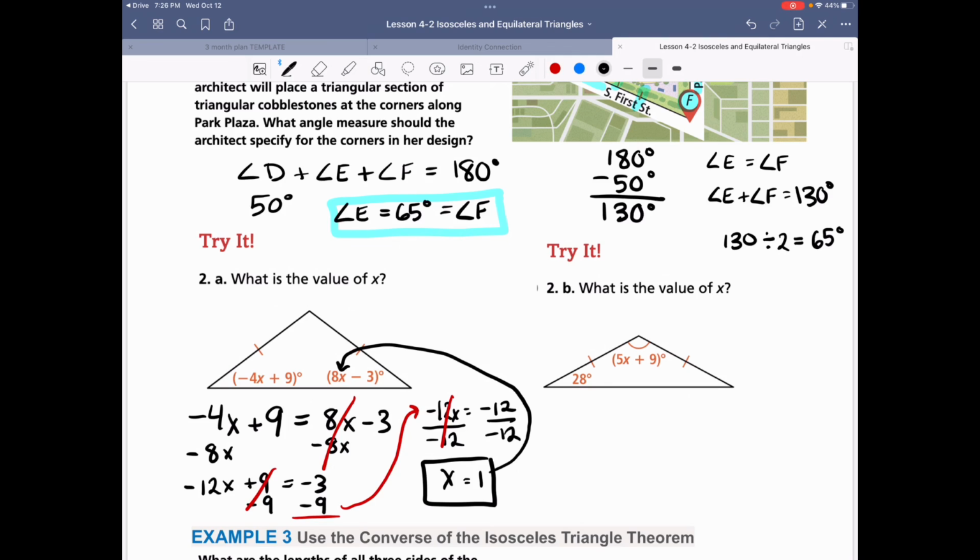You could also plug it into this x, and negative 4 times 1 is negative 4. Negative 4 plus 9 is also 5, which is kind of weird. Like, I don't think that's really 5 degrees, but okay. So if you want to write 5 degrees right here, you can. But that wasn't the question. The question asked what was x. So try it on your own, and we'll be walking around to help you.